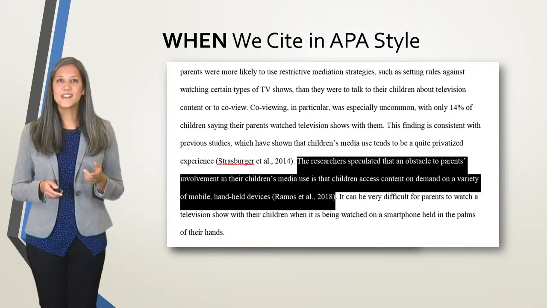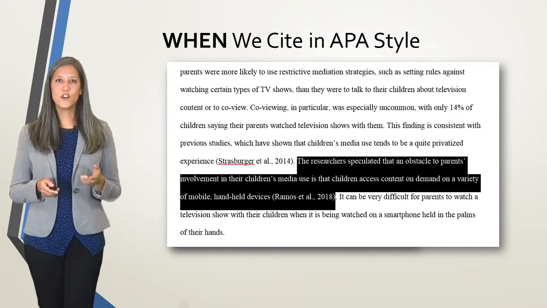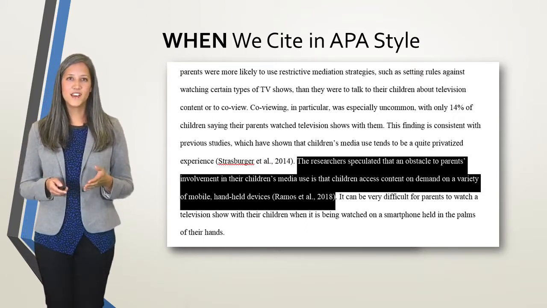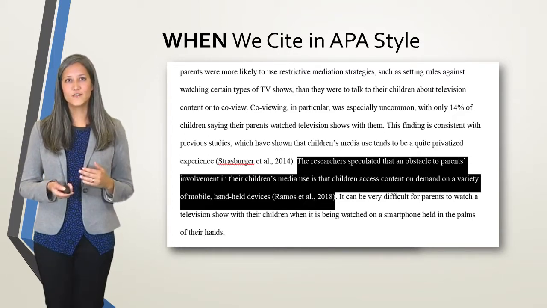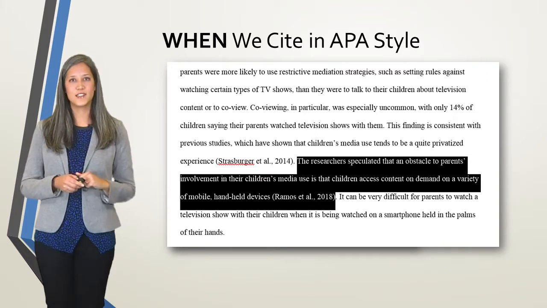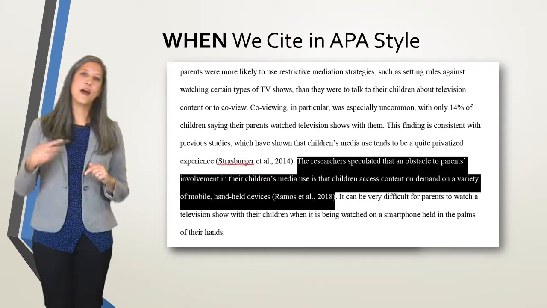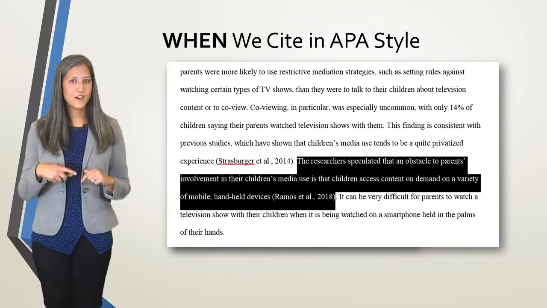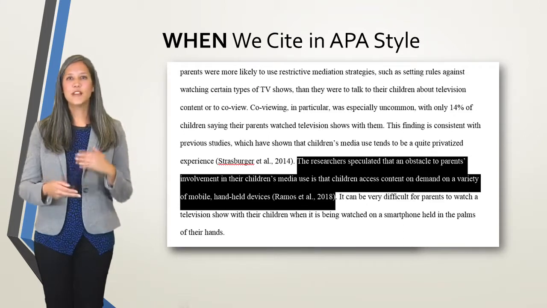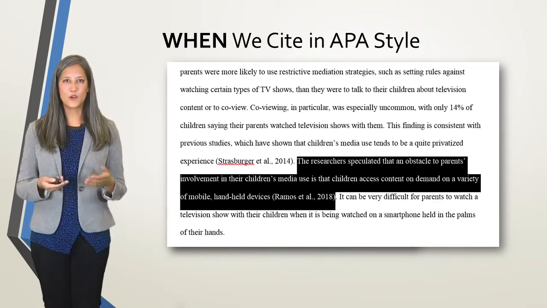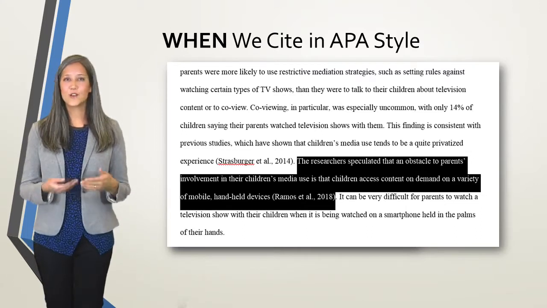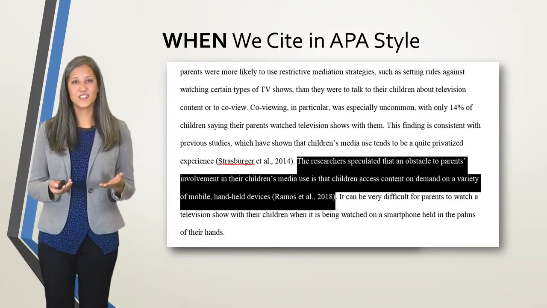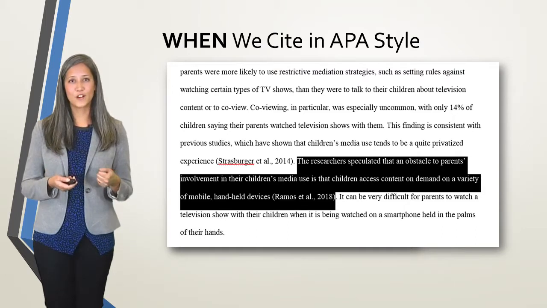The researchers speculated that an obstacle to parents' involvement in their children's media use is that children access content on demand on a variety of mobile handheld devices (Ramos et al., 2018). Now I'm referring back to a point made by Ramos and her colleagues, and then I continue elaborating on how they found that point or came to this conclusion. It's the same point and the same study, so I don't need to include another citation in the final sentence of that paragraph.